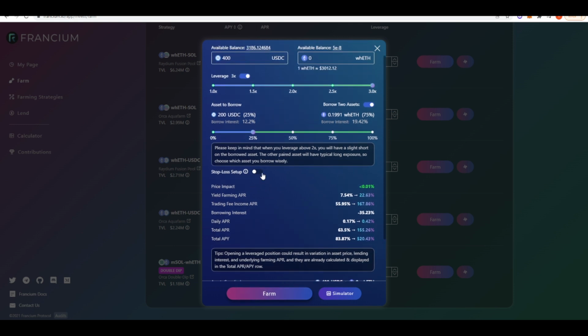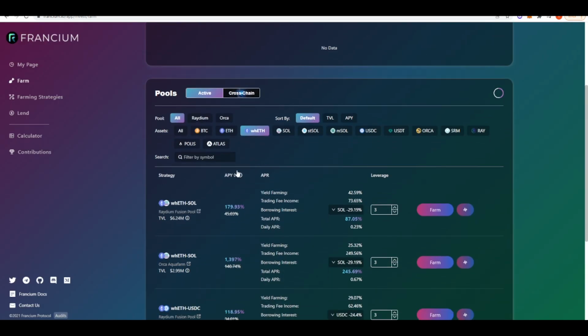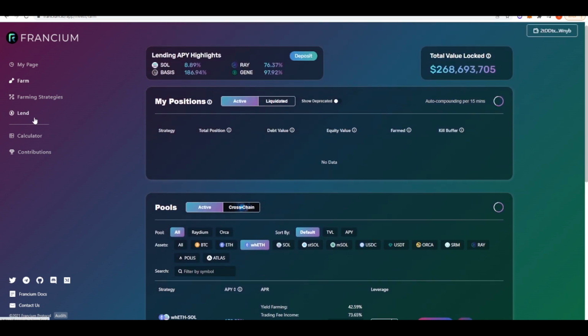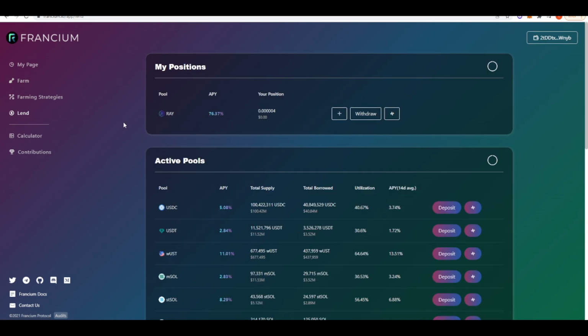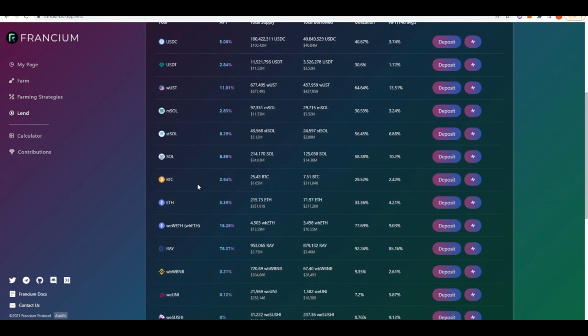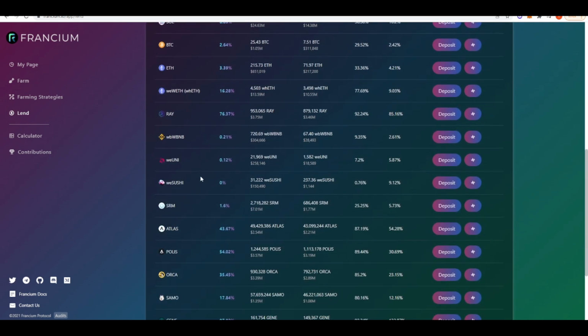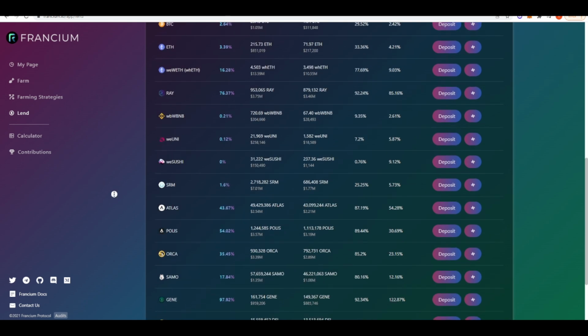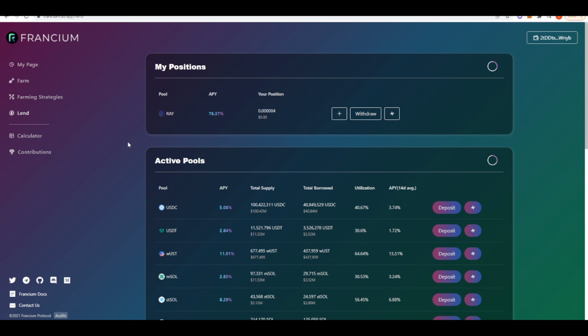What's nice about Francium as well is that they allow you to set up a stop loss. Remember that you can basically do this on any asset that you can borrow on your leverage yield farming platform. On Francium, you can find out what assets you can borrow by going to the Lend tab: MSOL, StakeSol, Bitcoin, ETH, Ray, BNB, Uni, Sushi, Serum, Atlas, Polis, Orca, Samo, Gene, DeFi Land, Shadow, and basis markets. Those are all the coins I can do this on with Francium. And of course, whatever leverage yield farming platform you're on, you can go ahead and check which ones you can actually do it on.